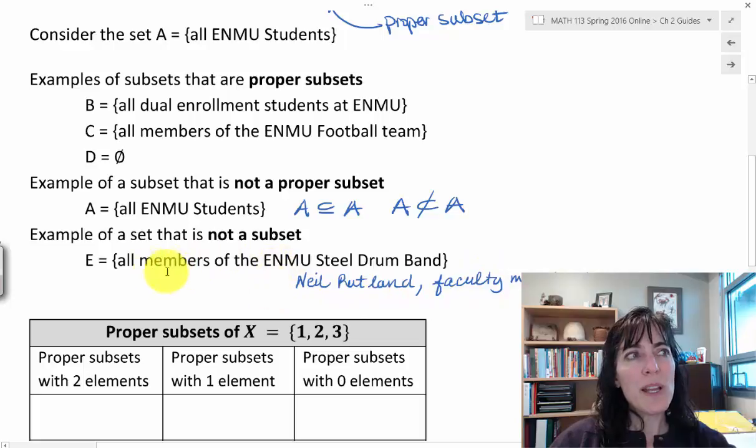So because E has a person in it who is not an E&MU student, this set is not even considered a subset of any kind, proper or regular.